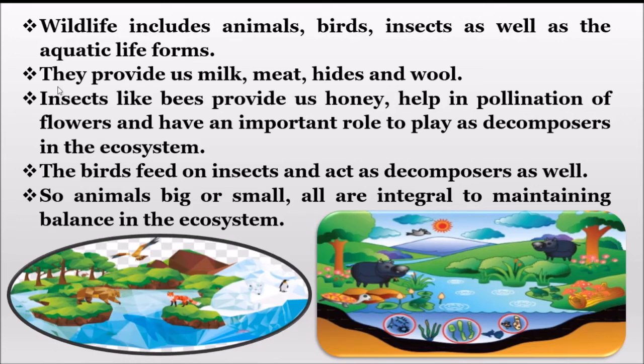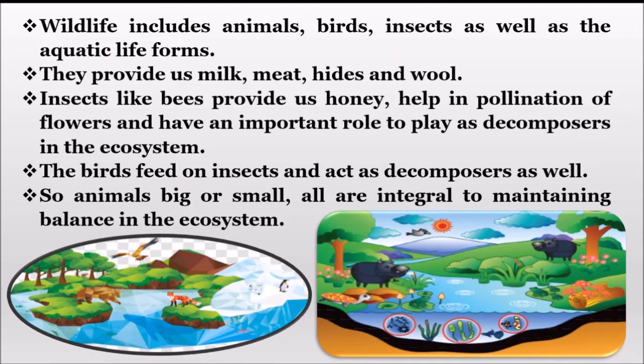And then next, insects like bees provide us honey, help in pollination of flowers and have an important role to play as decomposers in the ecosystem. The birds feed on insects and act as decomposers as well. So, animals big or small are all integral to maintaining balance in the ecosystem.